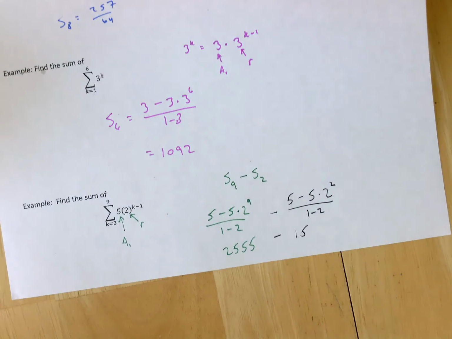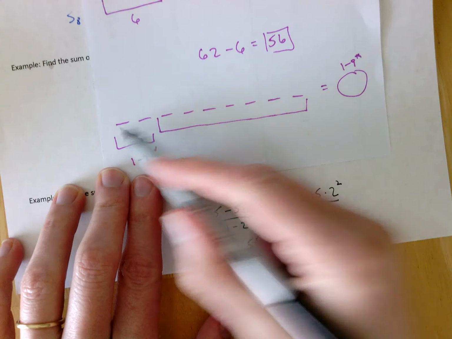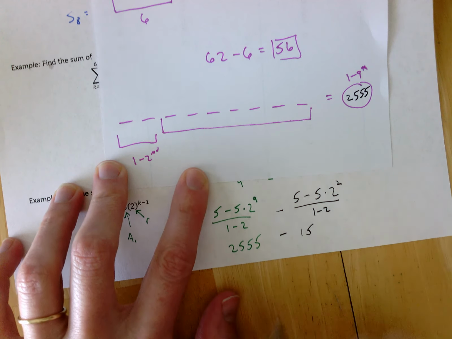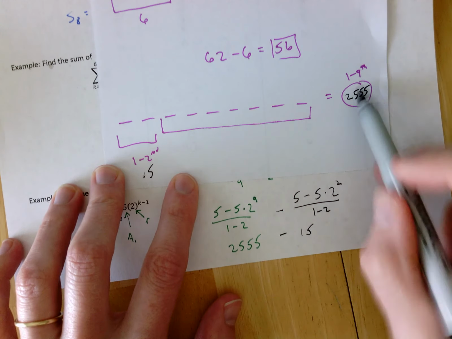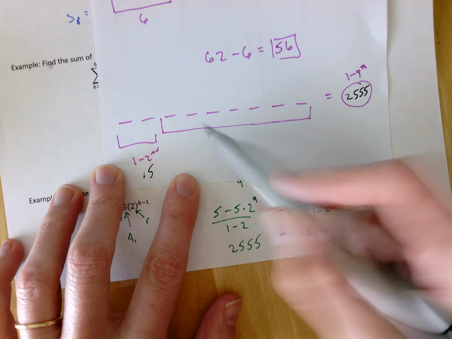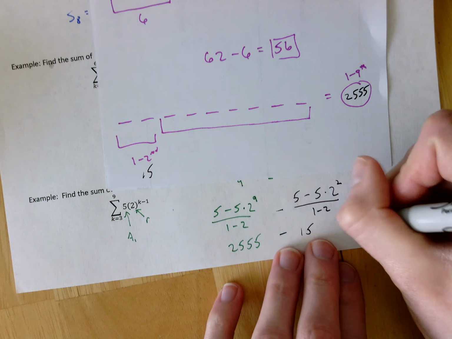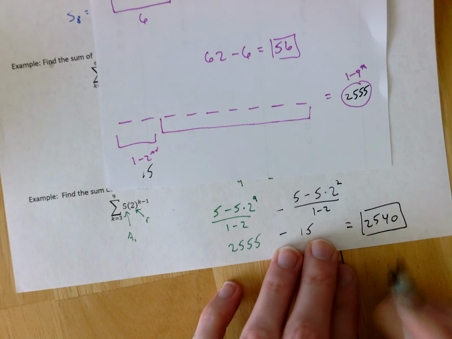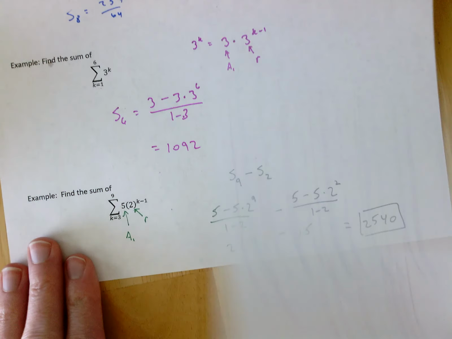So what we figured out is that the total of the entire thing is this 2,555, and the sum of these first 2 numbers here is 15. So if I take the total of the whole thing and I subtract just these 2, that'll give me what's left over, which is what the problem asked me for. When you actually subtract those, 2,540. So that is the sum of the third to the 9th term of this geometric series.